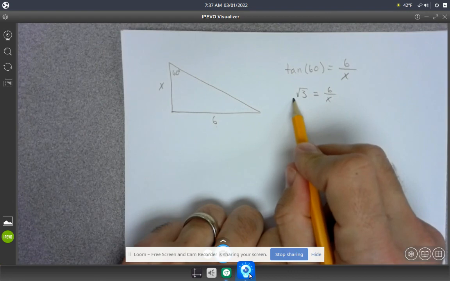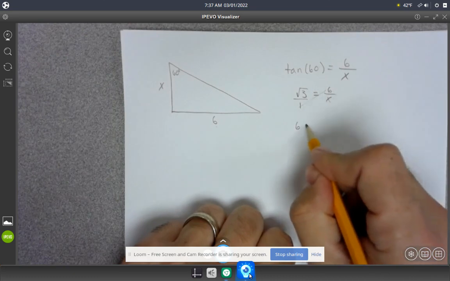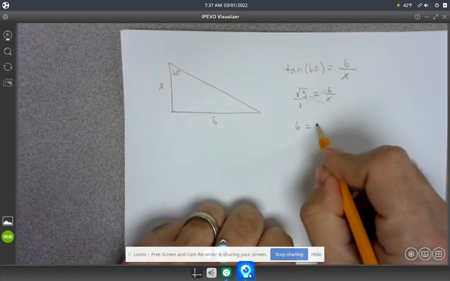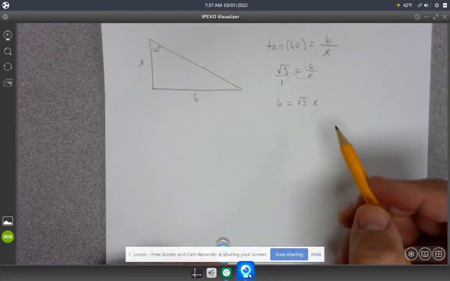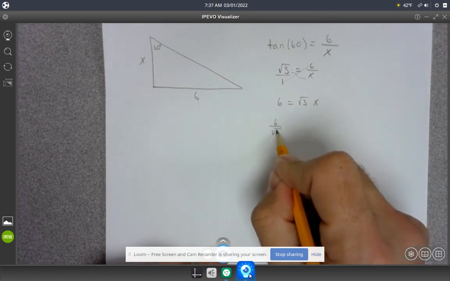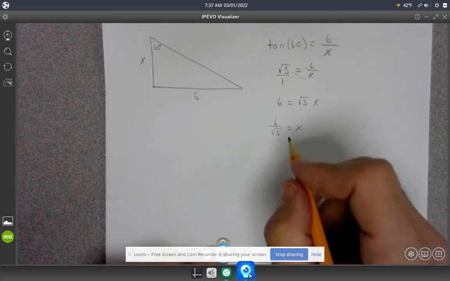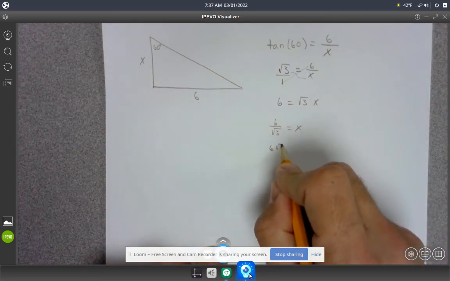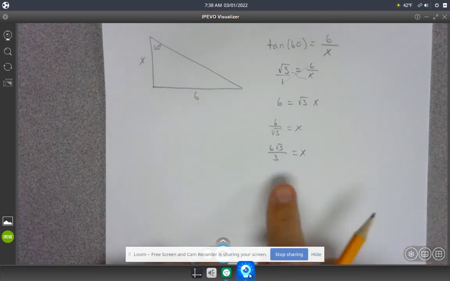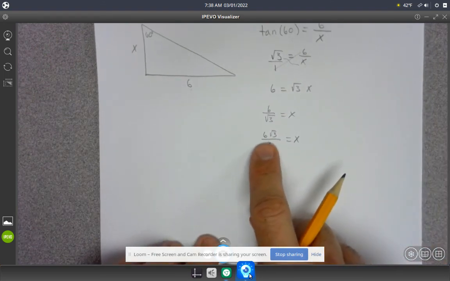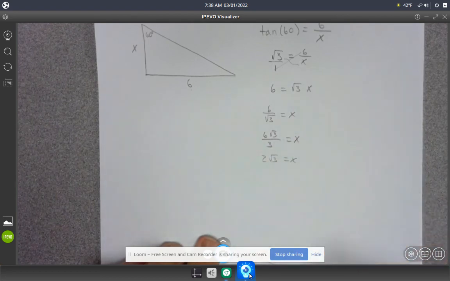I guess I could just put this over 1 and then cross multiply again. 1 times 6 would be 6, and then x times root 3 would be root 3x. And then I would divide by this root 3. So the answer is 6 over root 3 for what x is. If you rationalize the denominator, what's that going to be? It's going to give us 6 root 3 over 3. Oh yeah, I'm glad I'm rationalizing because this one's going to turn out to a nice answer. Divide by 3 here, and that's going to give you 2 root 3. That's equal to x.